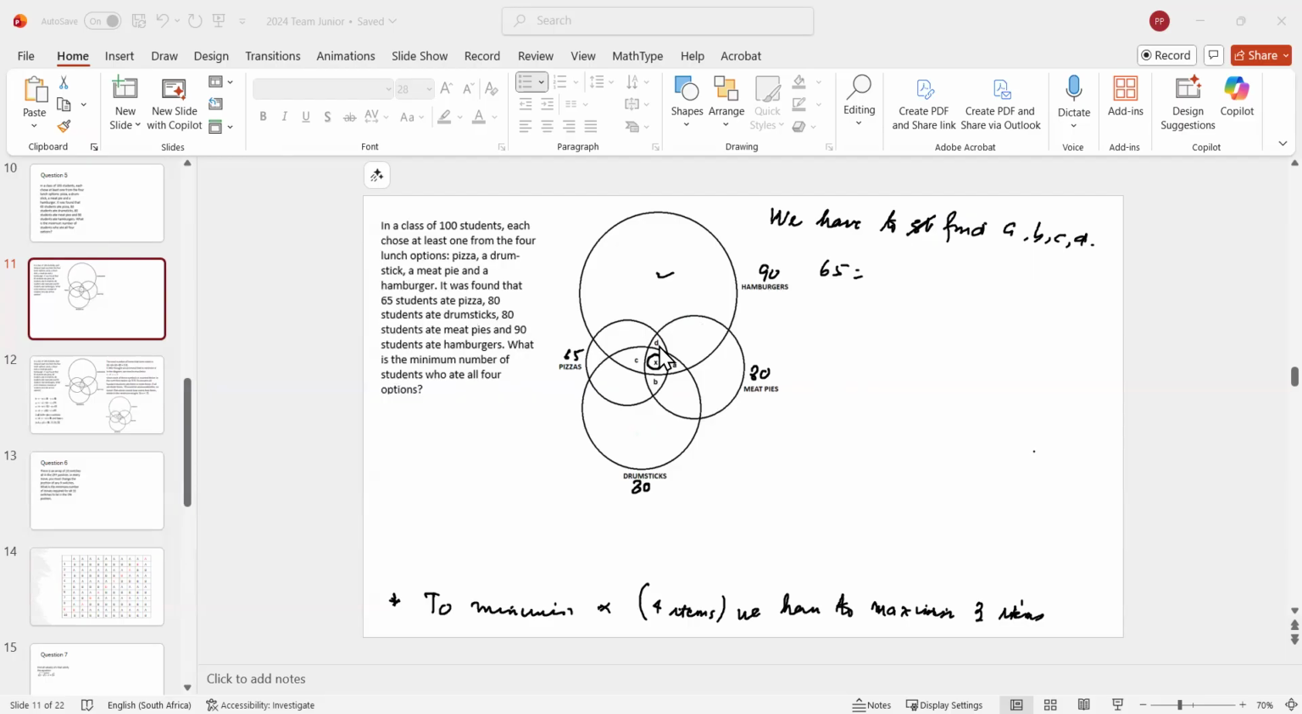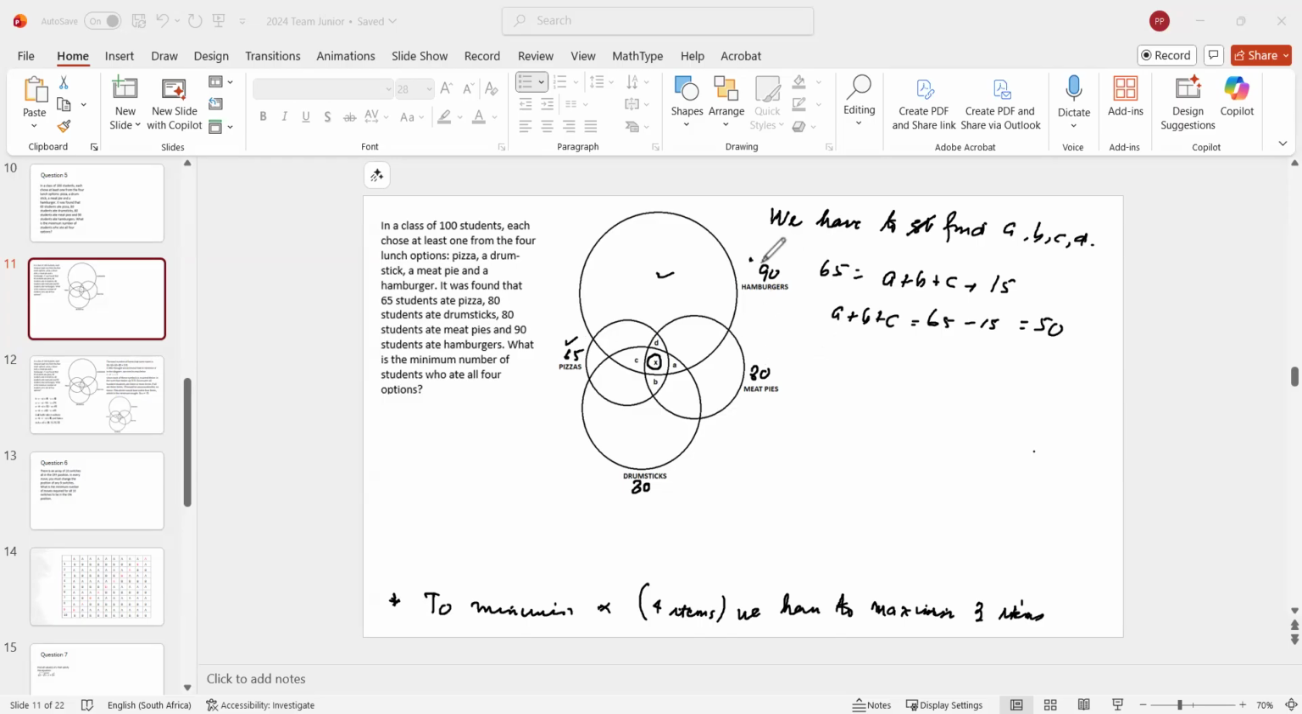Okay, so the 65 represents all the numbers in this group. So it is A plus B plus C plus X. We decided that X is going to be 15. The X is 15, which means that A plus B plus C is 65 minus 15, which is 50. All right, so that takes care of the 65.